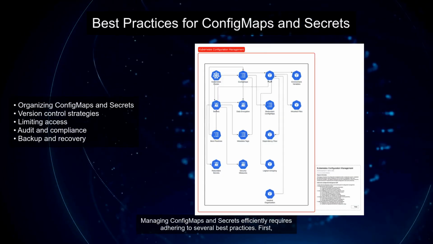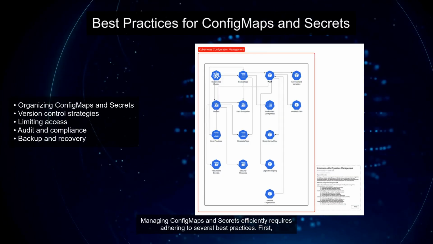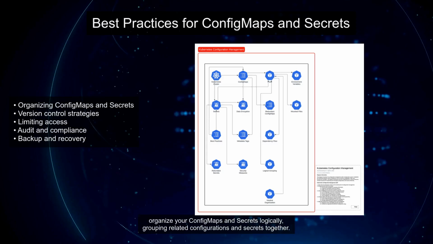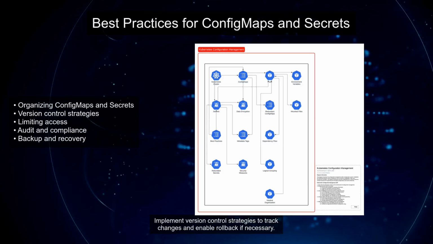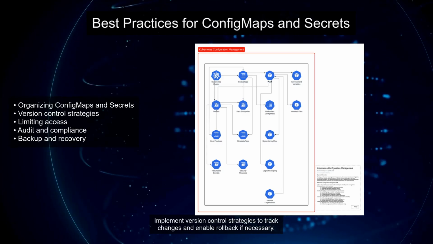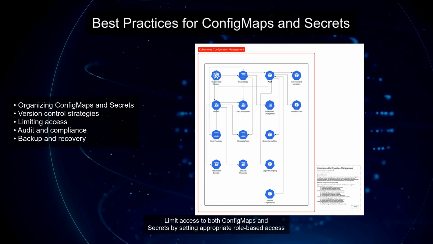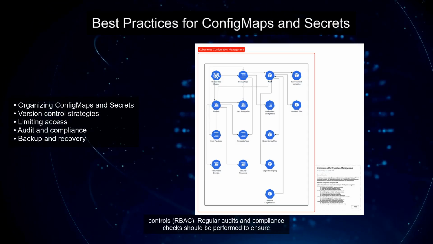Managing config maps and secrets efficiently requires adhering to several best practices. First, organize your config maps and secrets logically, grouping related configurations and secrets together. Implement version control strategies to track changes and enable rollback if necessary. Limit access to both config maps and secrets by setting appropriate role-based access controls, RBAC.